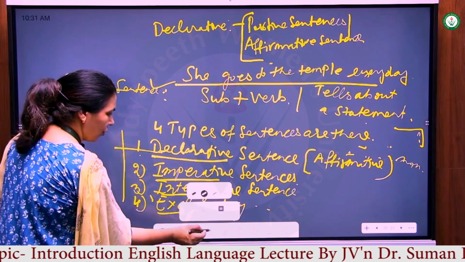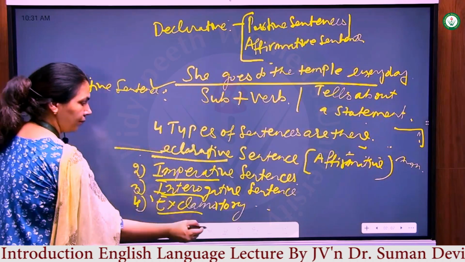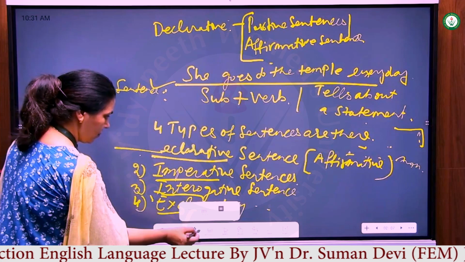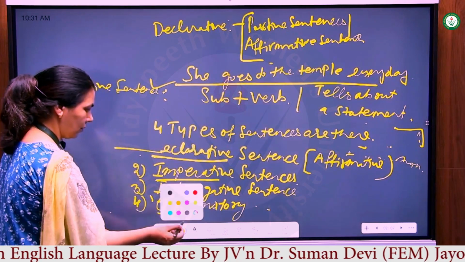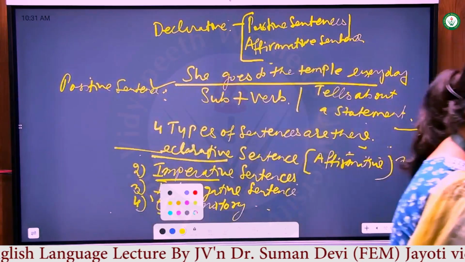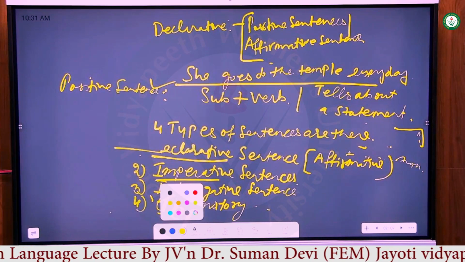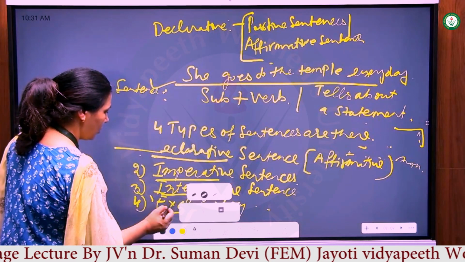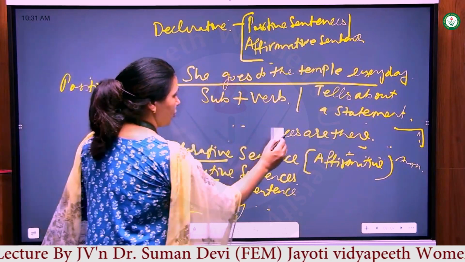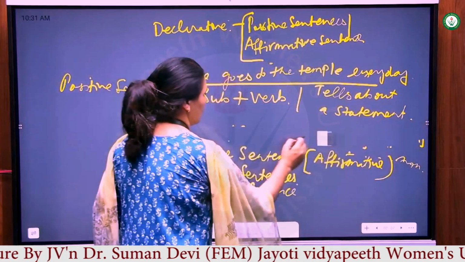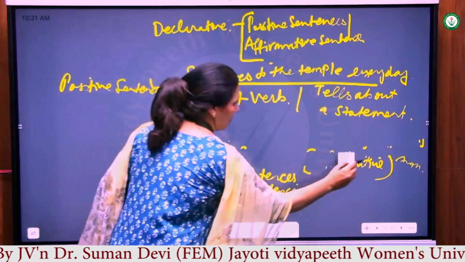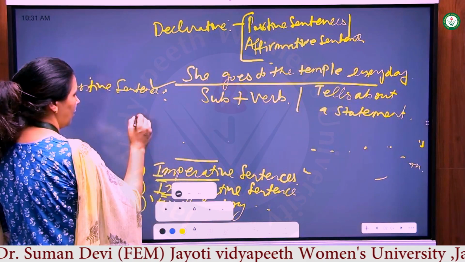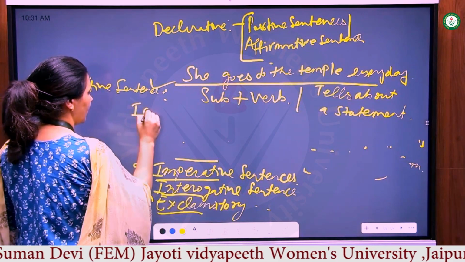Now sentence number 2. If we go for the second type of sentences, that is the imperative sentence.